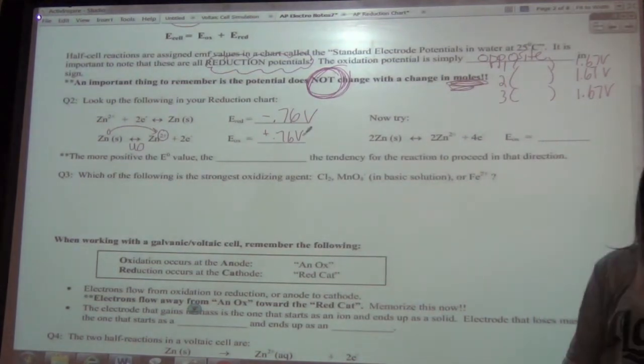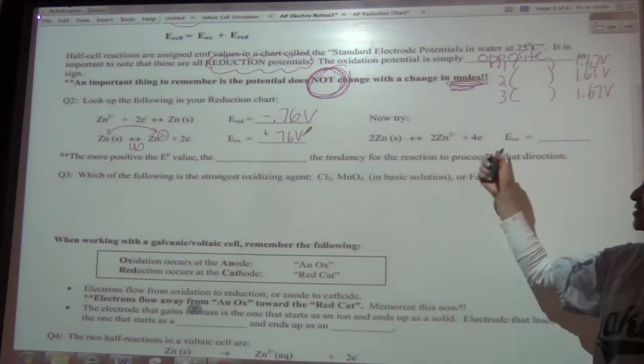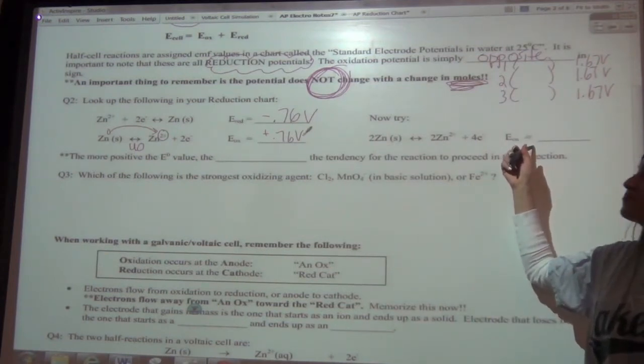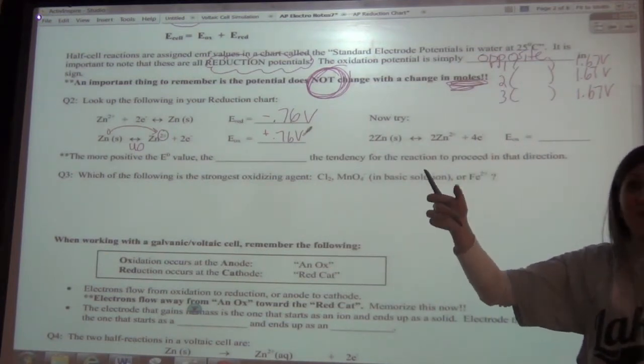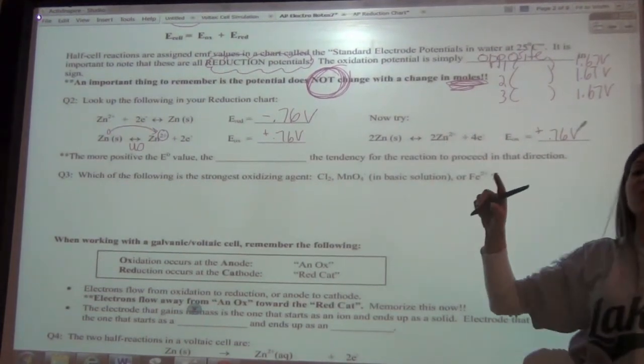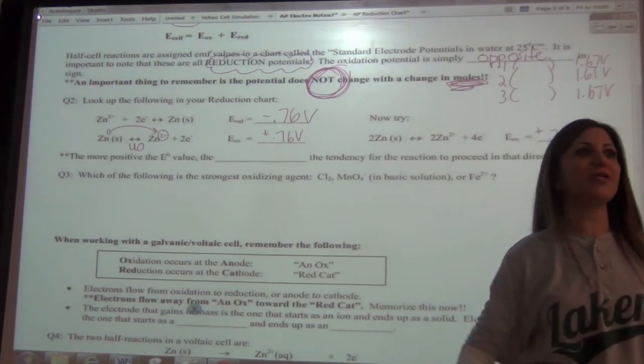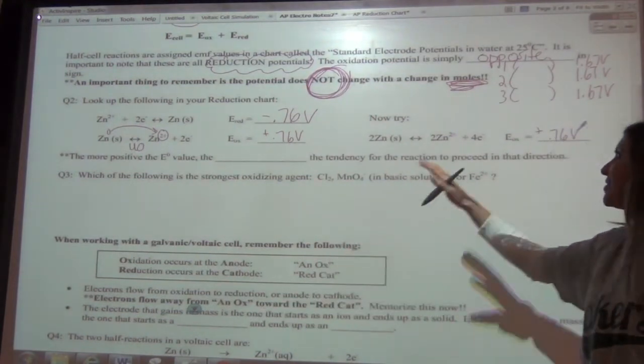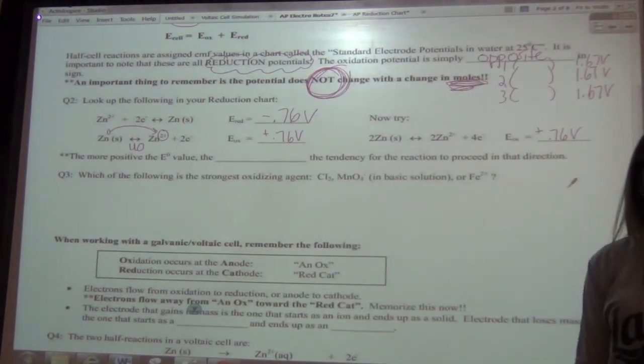Now try this. What do you think the answer is based on what I told you? Let's see how many people were listening. What's the answer? Everybody, 1, 2, 3. 0.76. Awesome. Positive 0.76 volts. If you multiply by 2, divide by 2, times 3, it doesn't matter. It does not change your voltage, okay?